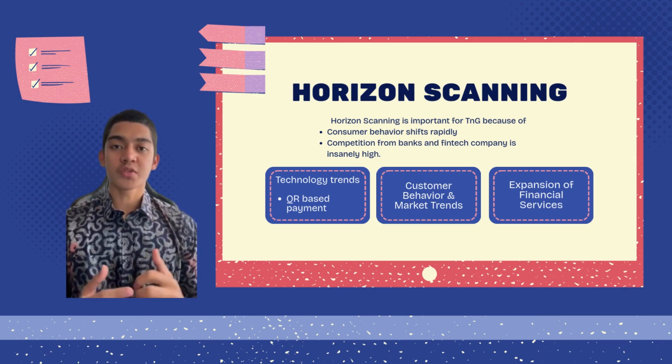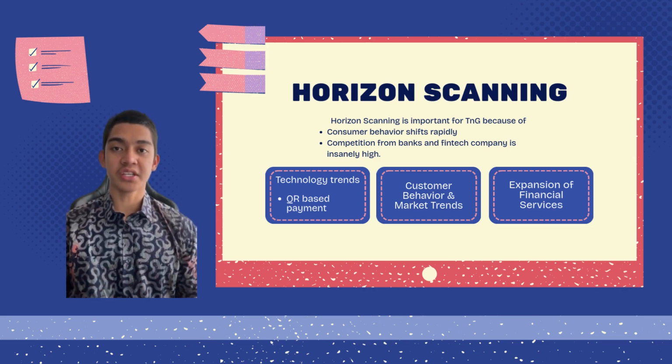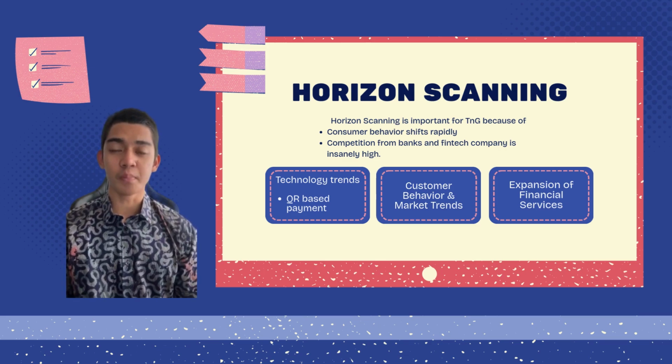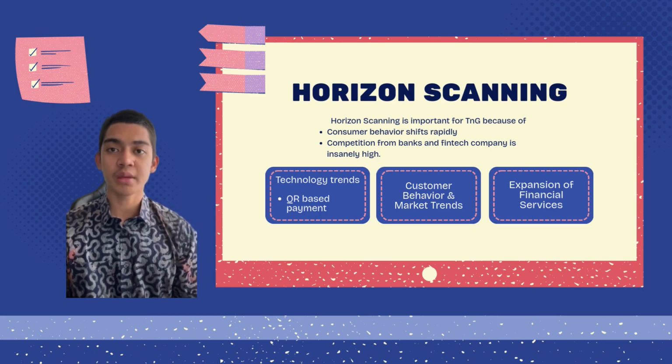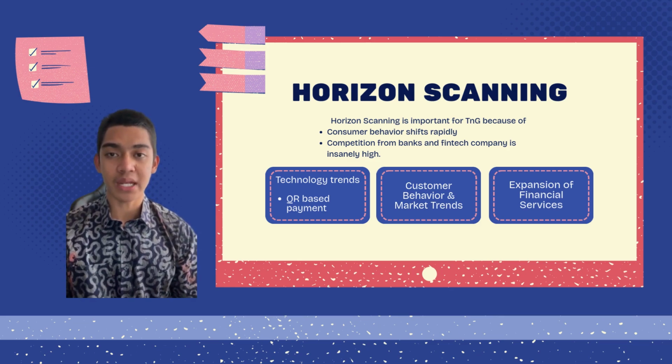Now, I will explain the horizon scanning stage in the digital transformation of Touch and Go. Horizon scanning refers to the process of monitoring external trends, changes, and uncertainties that may impact an organization in the future. For Touch and Go, horizon scanning is especially important because the digital payment environment changes very rapidly.